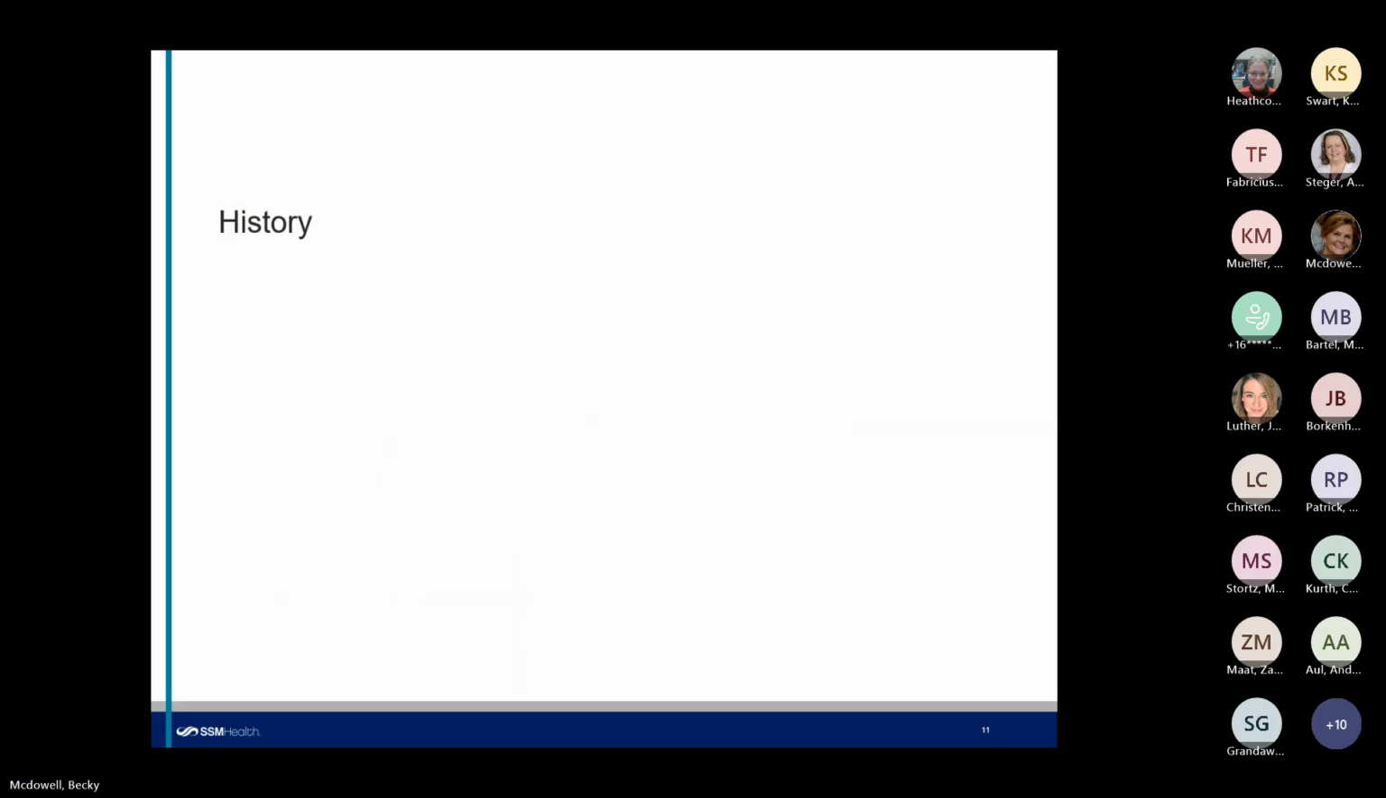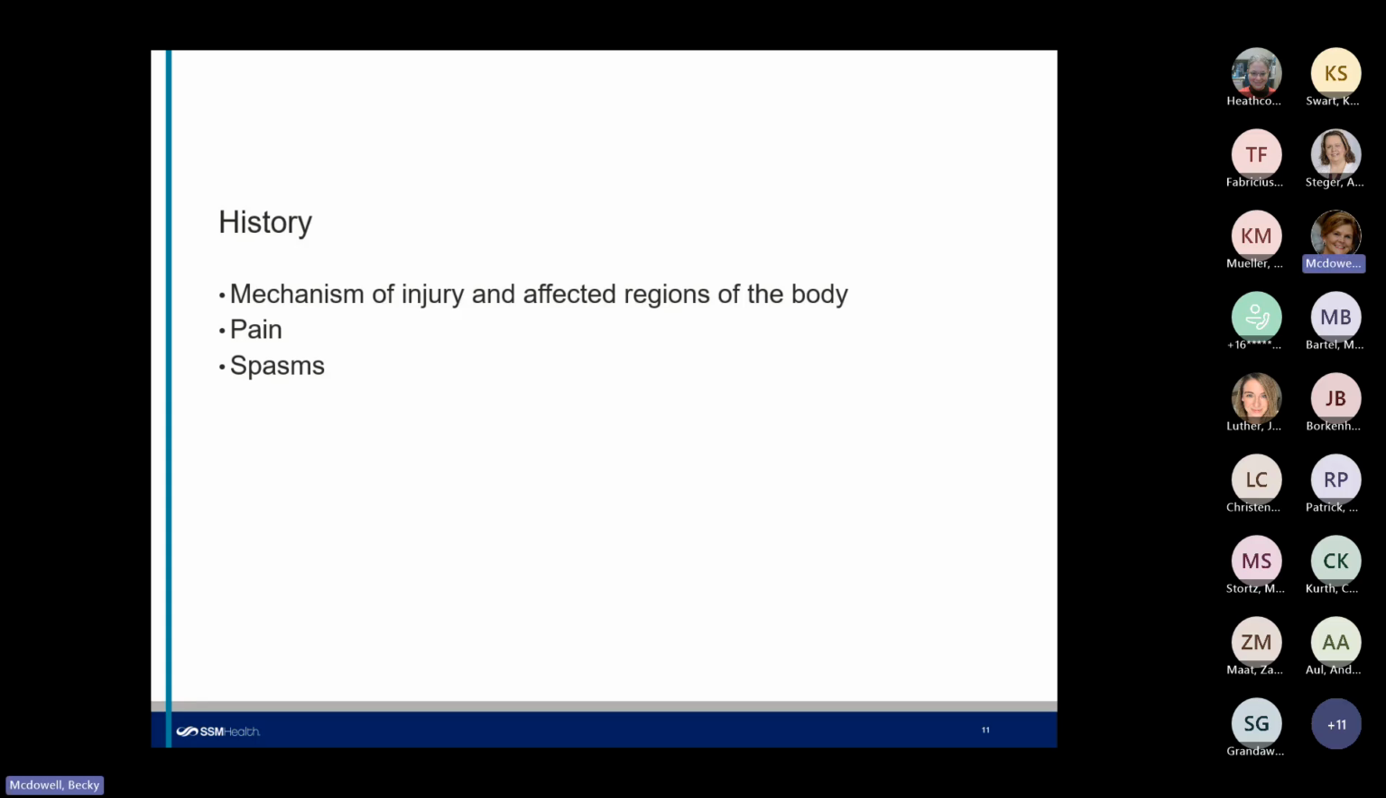So when I see somebody with spasticity, as with all patients, we get a history. I specifically want to know about the mechanism of their injury. Was it a stroke, brain injury? Where did it occur? And how long ago it was. I also want to know what parts of the body the injury affected. Was it just the arms or the legs, one arm, both arms, and so on. I want to know if they have any pain, especially related to their spasticity. I want to know if they have any spasms.